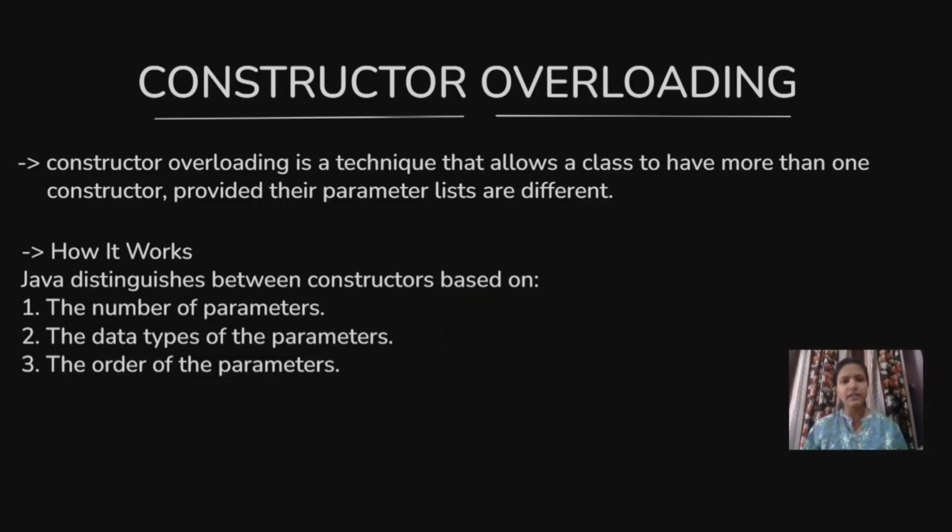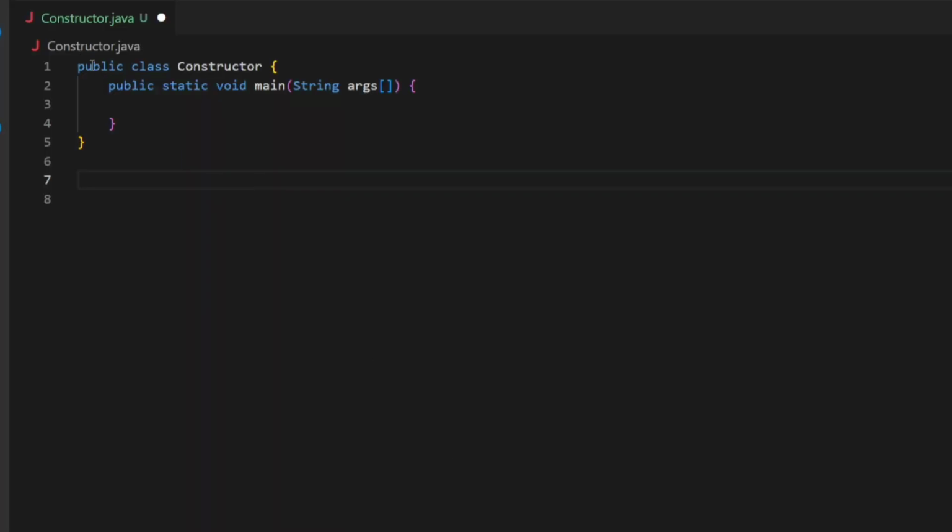So let's see it in VS Code. In VS Code, I have already created a file constructor.java, and in the file a class Constructor with the void main. First we create a class Car, and in the class Car we create some attributes: first is String name and second is String color. Then we create some constructors.